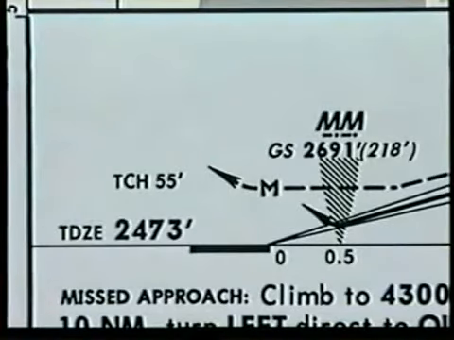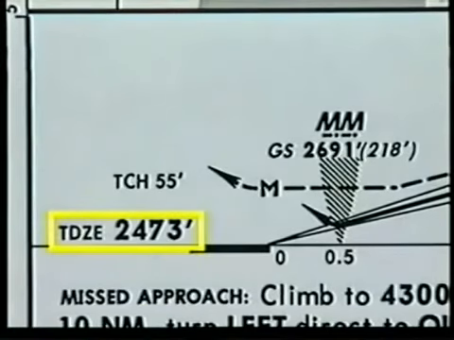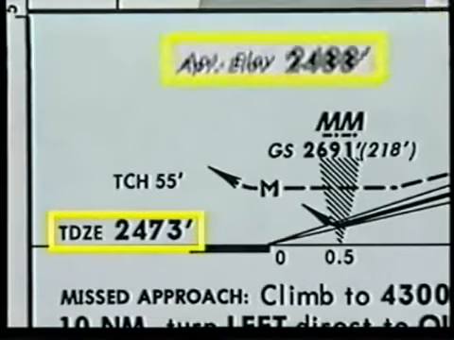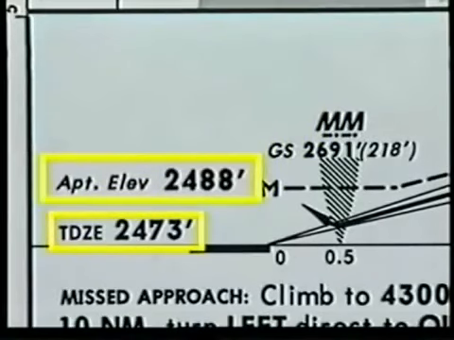The touchdown zone elevation, or TDZE, is shown next to the runway symbol. This is the highest elevation in the first 3,000 feet of the landing surface. It may be lower than the airport elevation, which is the highest point of an airport's usable runways.